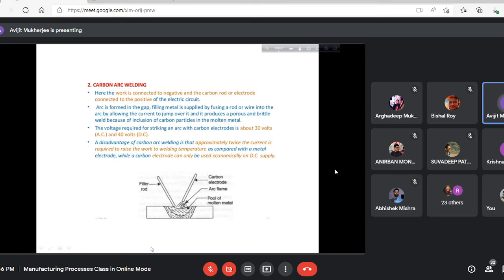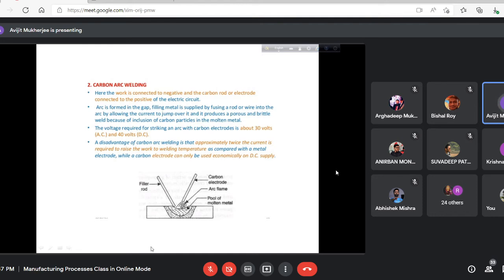Then we had mentioned electrode classification as per the American Welding Society or ASTM, classification of corrosion resistant electrodes, and the function of the coating material, its three-tier function, three advantages. So these are things we had discussed in connection with arc welding.